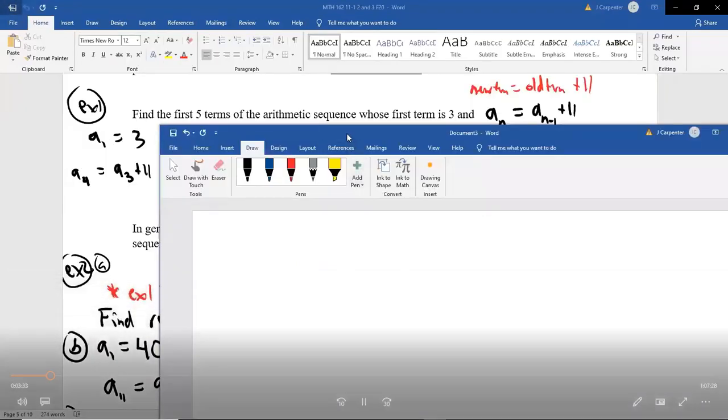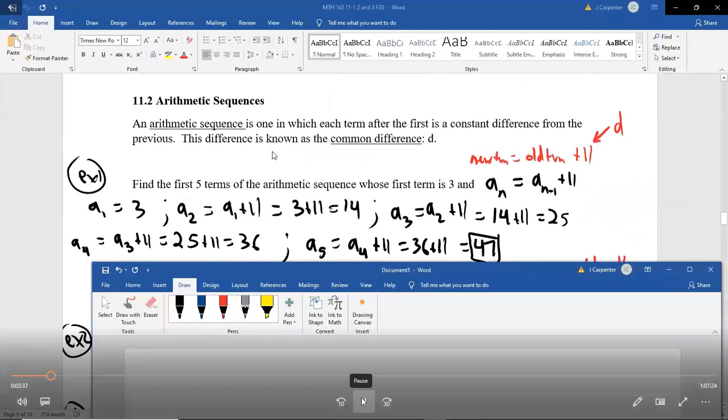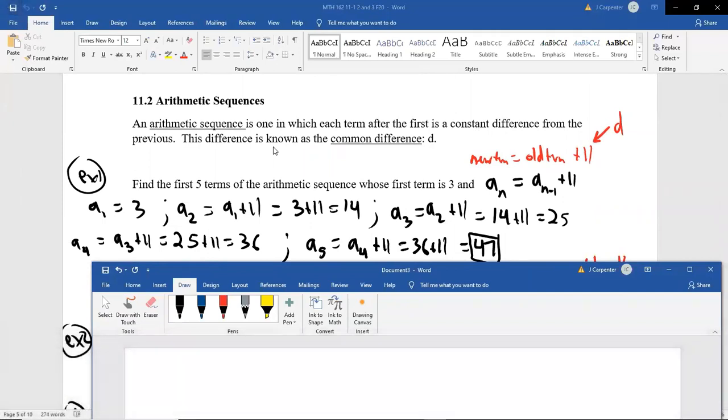Let's go ahead and continue where we left off in 11.2. In 11.2, we introduced the arithmetic sequence, which is a fancy way of saying that the new term is the previous term plus a number, and that number is always the same. So to get the 10th term, you add 17; to get the 11th term, you add 17; to get the 12th term, you add 17; to get the millionth term, you add 17 to the term previously.